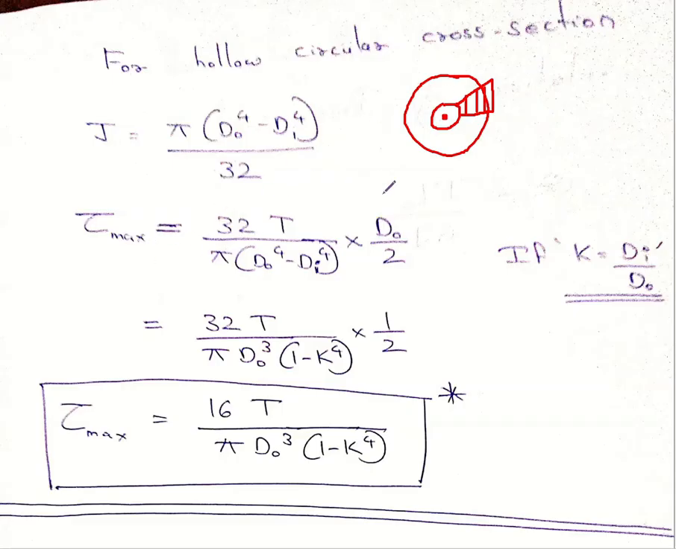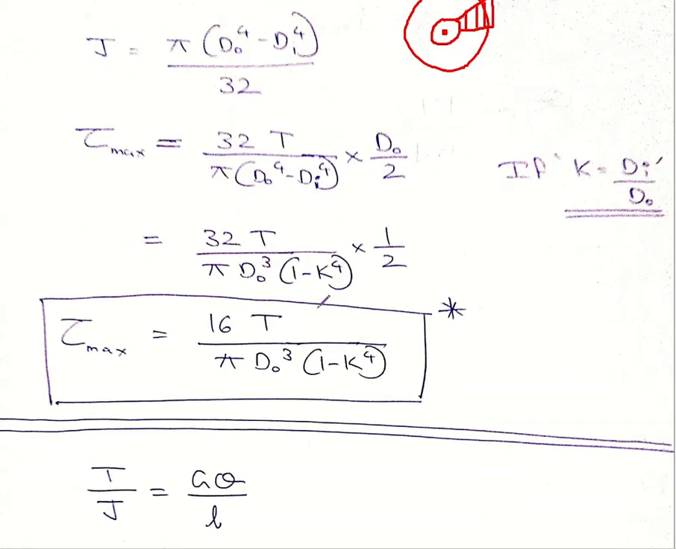So the tau max calculation is like this, and you substitute d_o by 2, the outer diameter by 2. Then there is a simplification here. Assuming K is the ratio of d_i by d_o, that is, inner diameter to outer diameter, I can take d_o raised to 4 outside and write K raised to 4. I will substitute 1 here. d_o raised to 4 is taken out, and then this becomes d_i by d_o raised to 4.